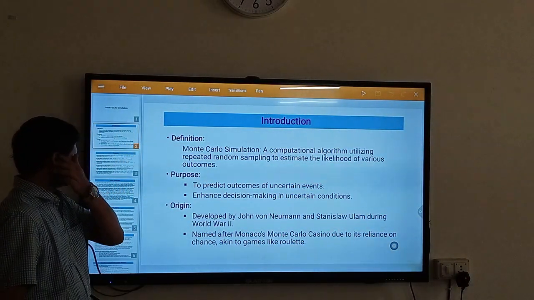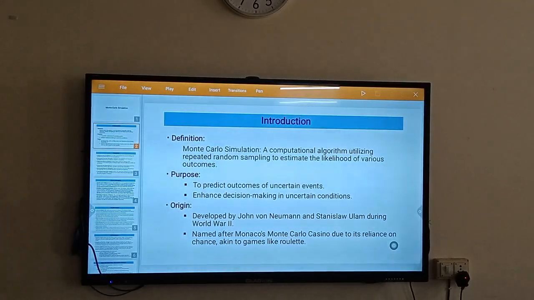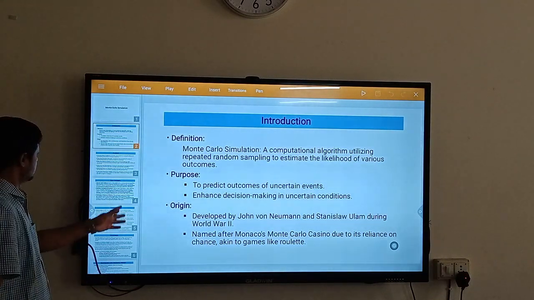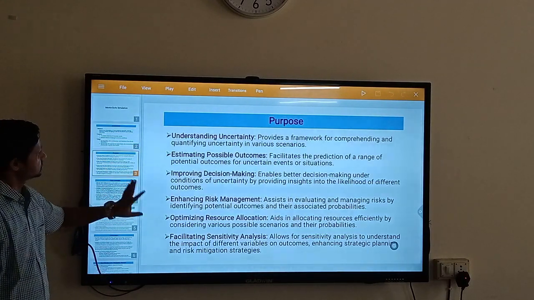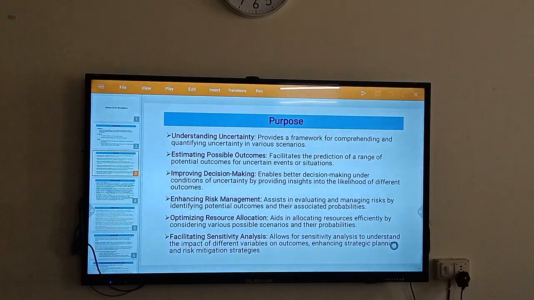Okay? So in those cases, you will be able to predict the outcome of all those uncertain events, and the possible chances to avoid it. The rest is all about the routine and executing this. So what can be the purposes? There are many, but maybe some of the countable things is understanding the uncertainty.